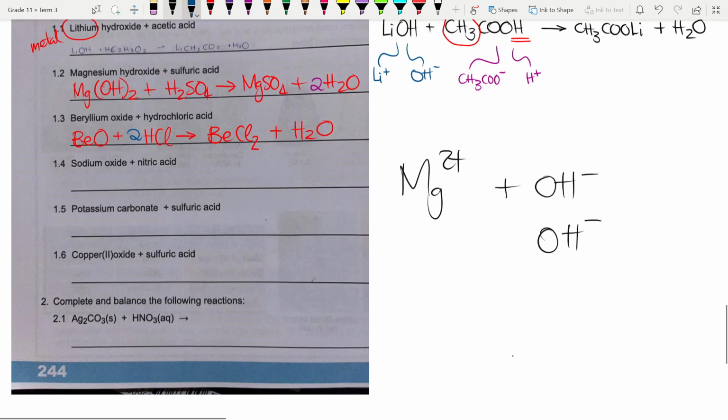Sodium oxide is also a metal oxide, and sodium is Na plus. Oxygen is O2 minus, so I need 2 in order to balance the oxygen. Then this is plus. Nitric acid is HNO3. So the products are going to look like this. Actually, do you want to try to give me the products?